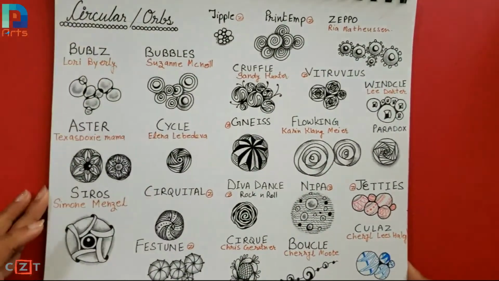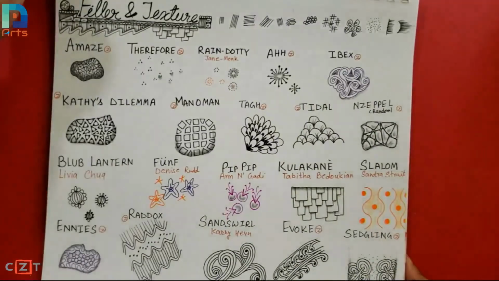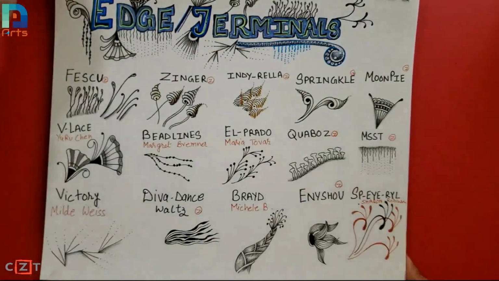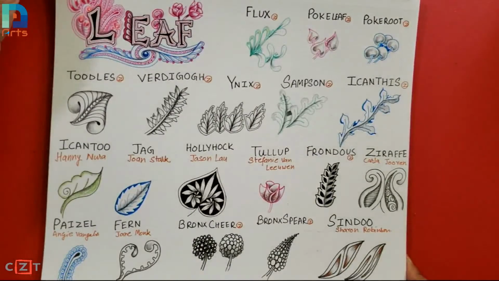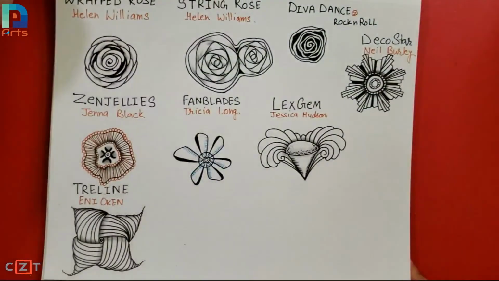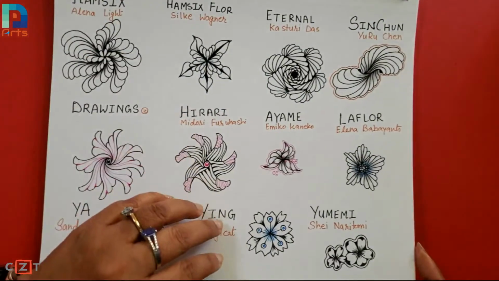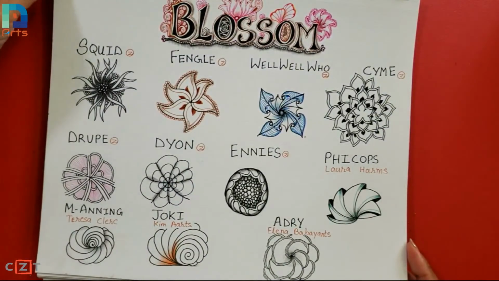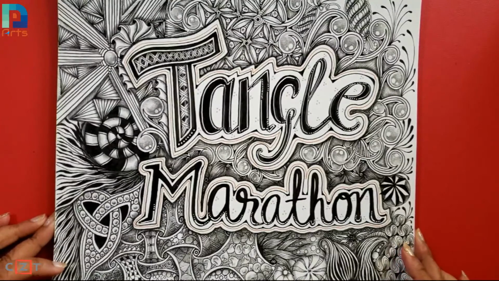These are the all circular round and orbs, and these are the little fillers and the textures. These are the edges and the terminals. These are the leaf tangles, and these are the vine tangles, and these are all the blossom tangles. There should be more in the blossom. Yes, these are all the blossom tangles. And this is the title of our whole series, that's the Tangle Marathon.